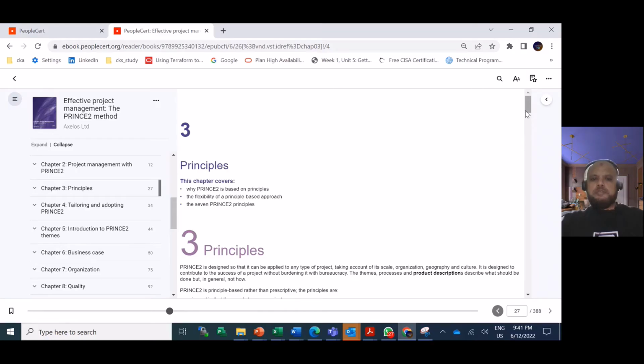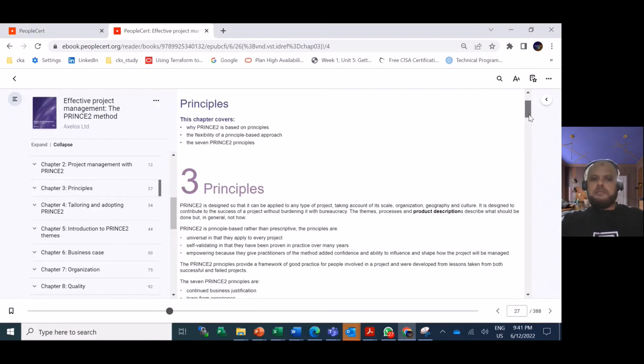So we will cover PRINCE2, what is based on principles, the flexibility of the principle-based approach, and the 7 PRINCE2 principles. So why are the principles important?